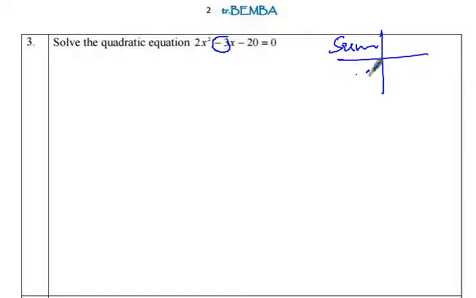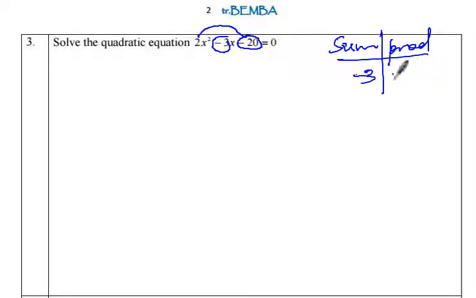So our sum is negative 3. Okay, and then our product in this case is these two here, times the constant here. Now our constant here is negative 20. Remember we said the moment we have a minus sign, the minus is on the coefficient. In this case, this is our constant here. It's negative 20 times 2.